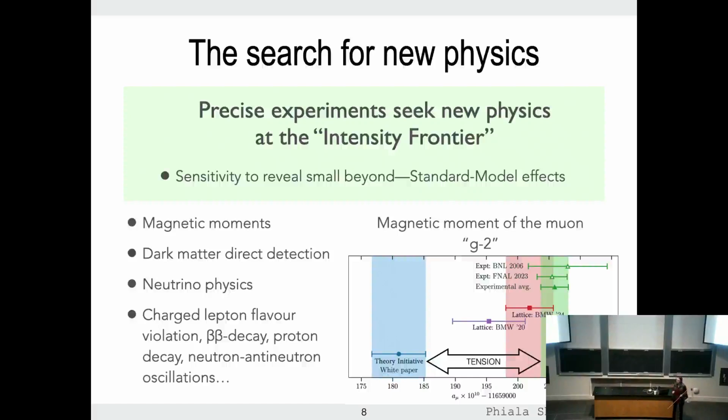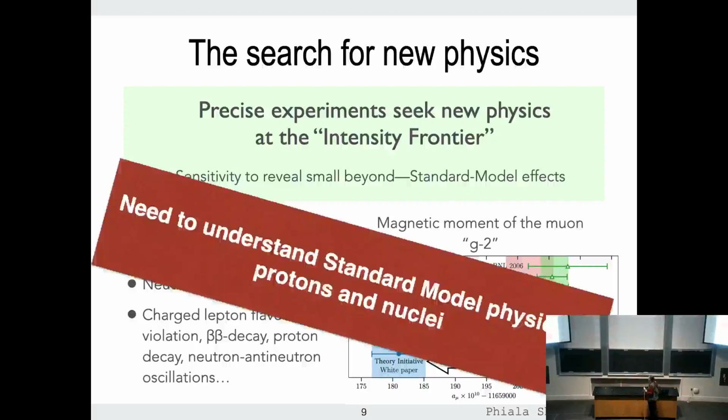Dark matter direct detection experiments fall into this category. Bury a detector deep underground and look for interactions of dark matter with your detector, and many others. So what all of these searches for new physics have in common is that you have to understand standard model physics to do them. You need standard model backgrounds and benchmarks. If you're going to compare theory to experiment, you need the theory, right, to do the comparison to find the new physics.